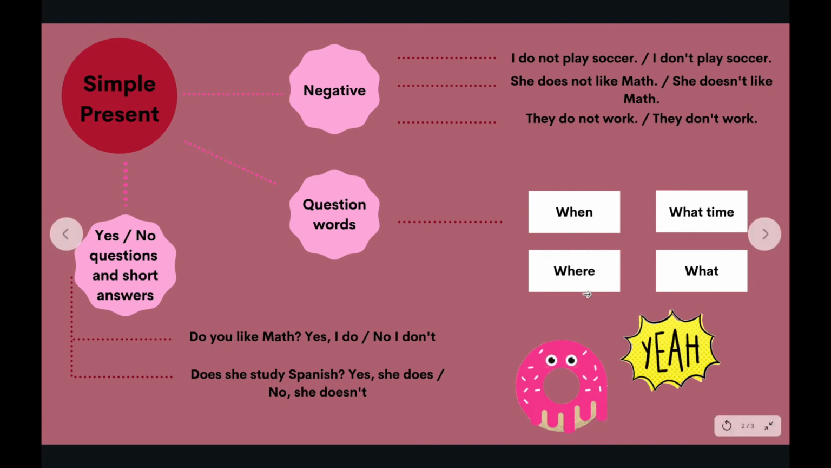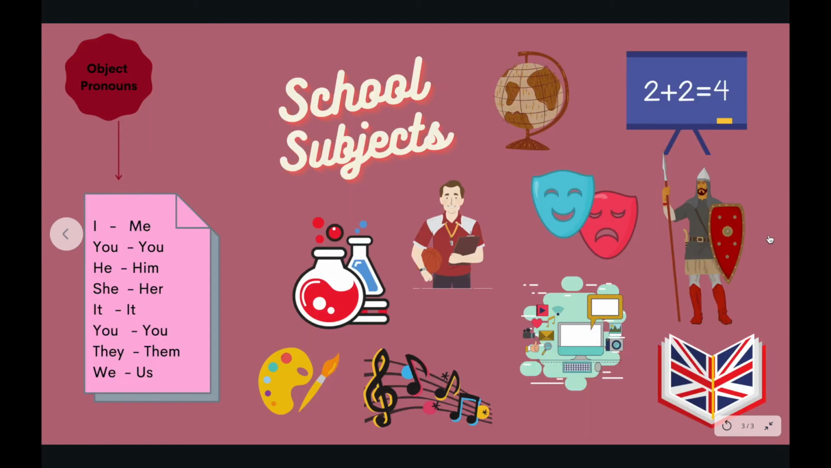Then we have where, and it's referring to a place, always to a place. So in Spanish will be donde. And finally what, and this word in Spanish will be qué o cuál. We have a very famous question with this word, what. What's your name? ¿Cuál es tu nombre? Okay, so let's continue with the presentation.